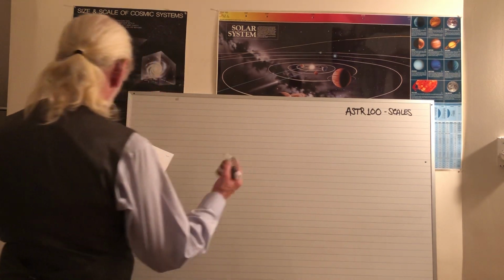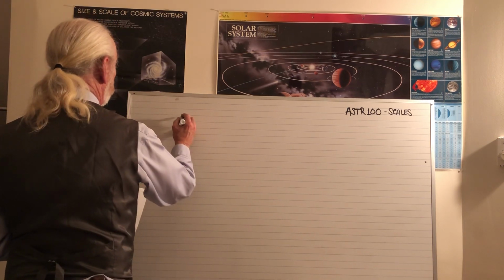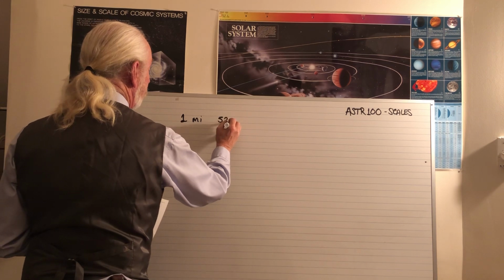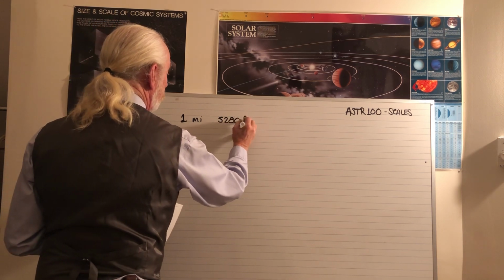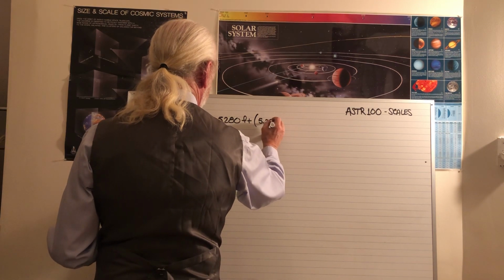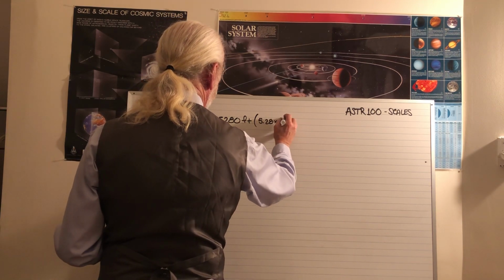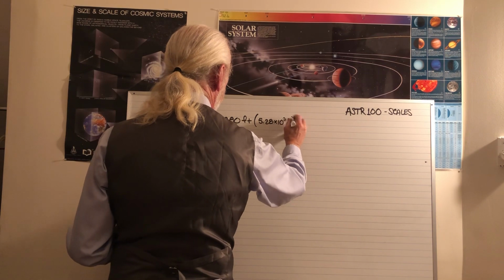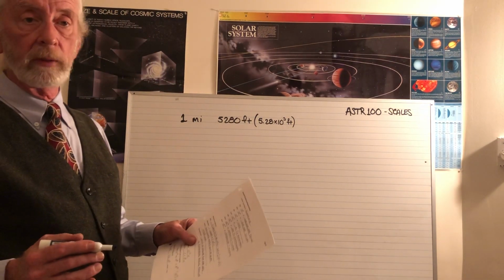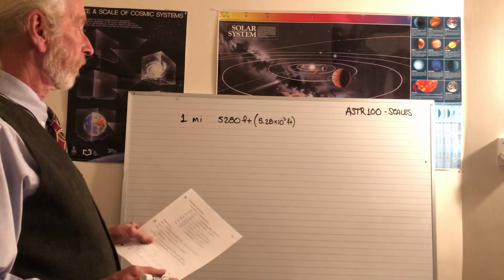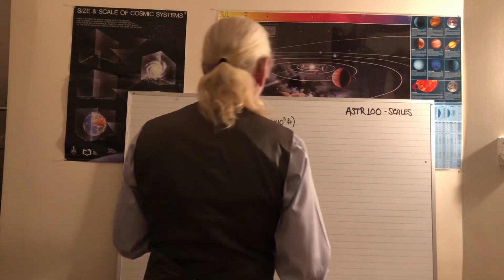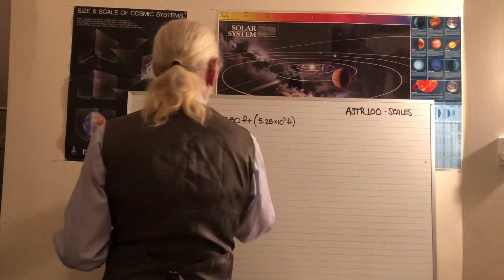Okay, so a mile, 1 mile, is 5,280 feet, or 5.28 times 10 to the 3rd feet. Why would we be using feet? Well, because when we get into using some of Newton's equations, we're going to have to use feet and meters, standard units.